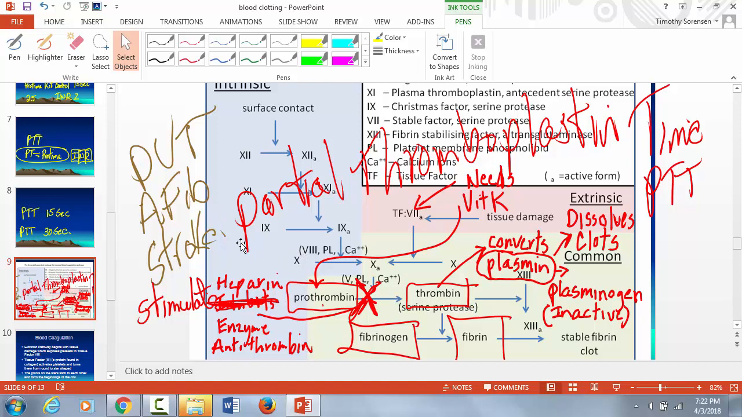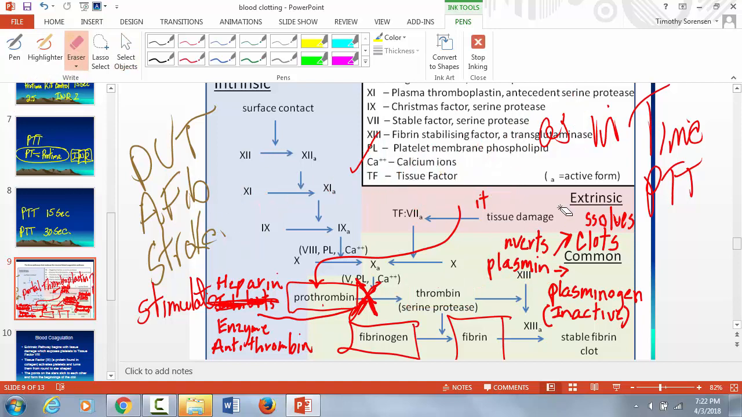What about as you get lower? I have a factor 2 deficiency. So then it's more just clotty because... I'm more prone to clots because of that. How does that make sense? You lack factor 2? I don't know. Could be worse.